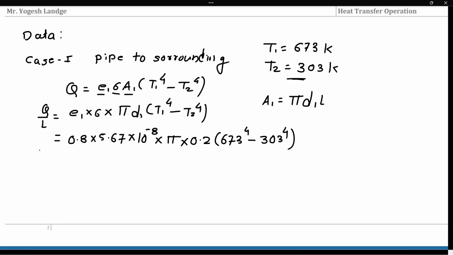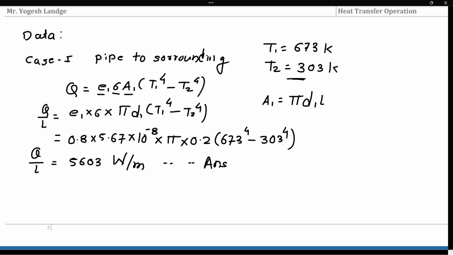So once we calculate this part, we get the heat loss per unit length, and that value is around 5603 watt per meter. So this is the answer of the first case. Now we move to the second case.